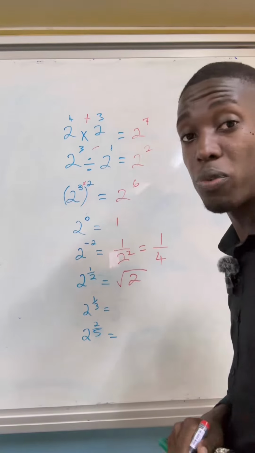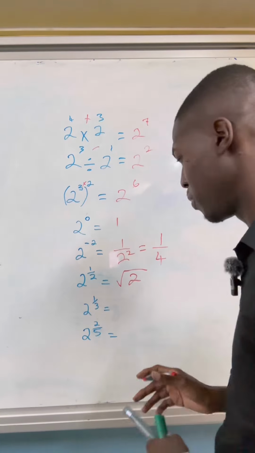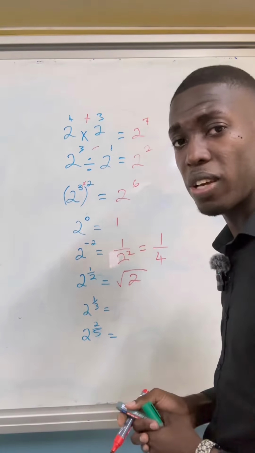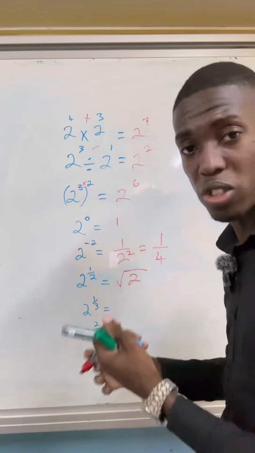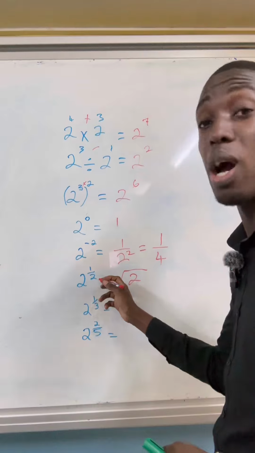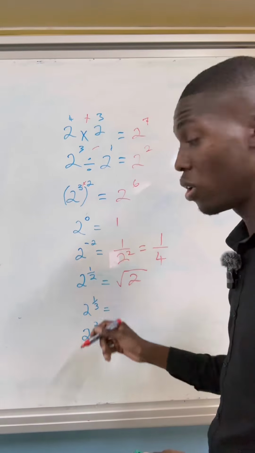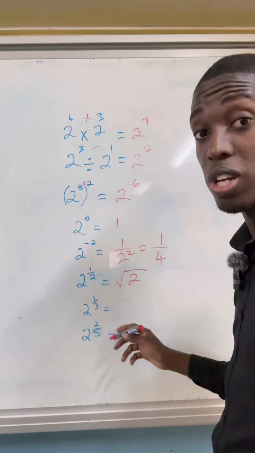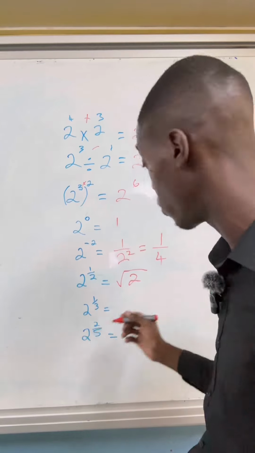In the next case, we have 2 raised to 1/3, right? If you look closely, in the previous question we found the square root of 2 because the denominator was 2. So in this case, the denominator is 3, and we're going to find the cube root of 2.